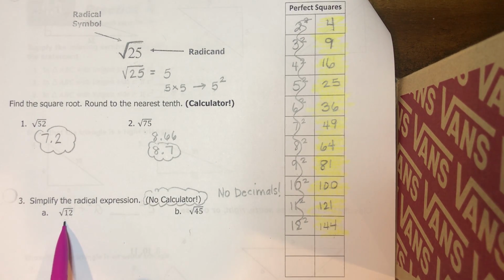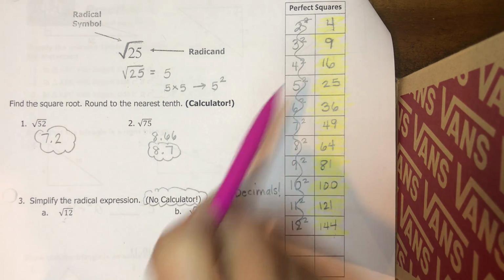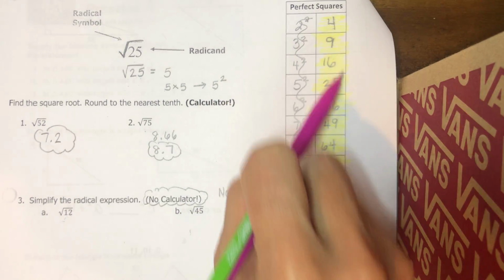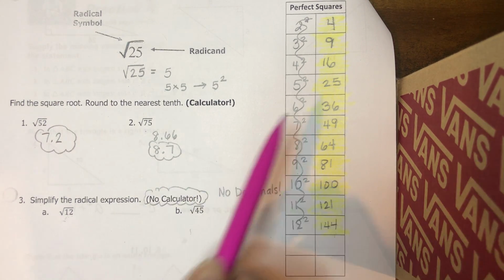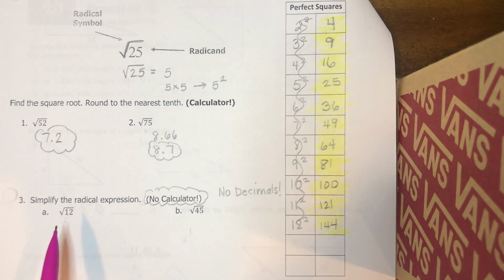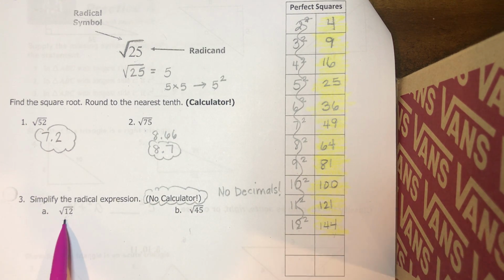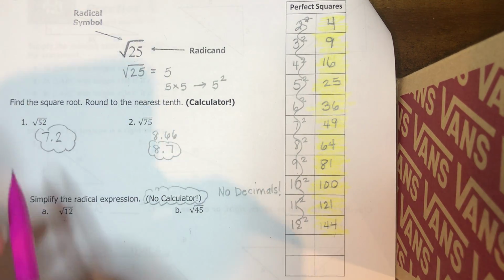Well, the first answer people tell me is, ooh, 6 times 2 is 12. Well, that's true, but look at this list. Is there a 6 or a 2 on this list? Nope. So I don't want a 6 and a 2. I want to find a number on this list that divides into 12 evenly. So here's how you do it. You just check it out.